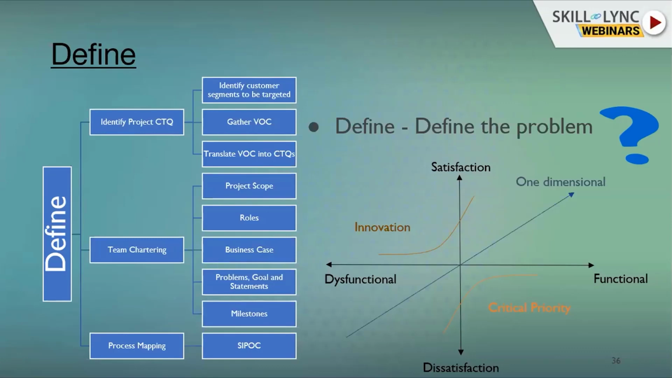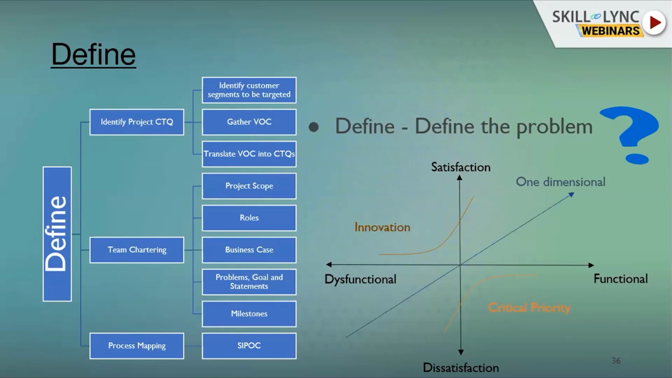Where exactly is the problem? That you have to identify. For that, process mapping is done, just to find out the exact process scenario. So this is defining the problem. We have got a certain problem and we will define it.